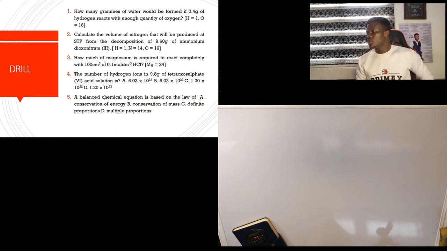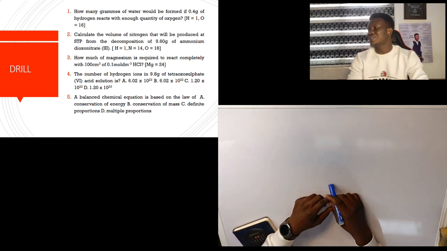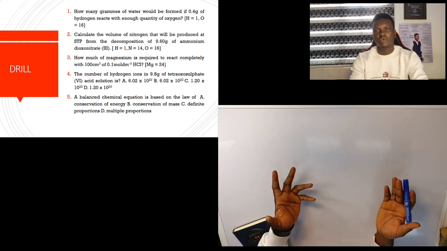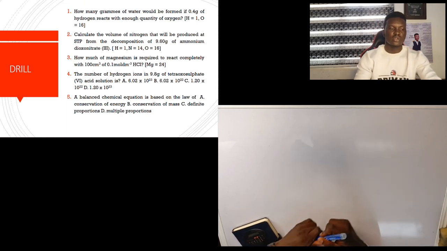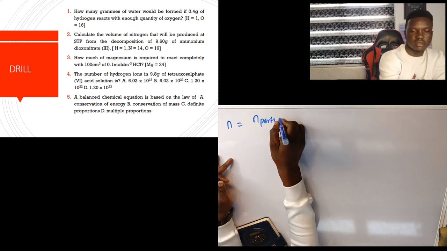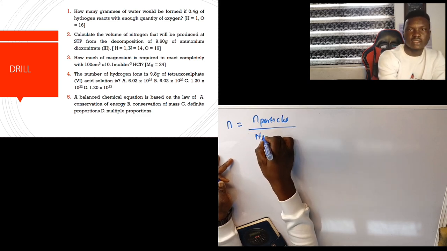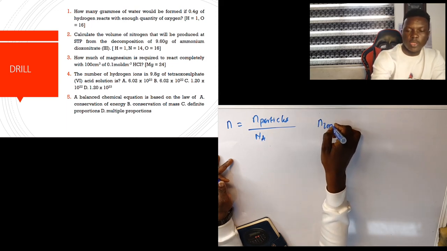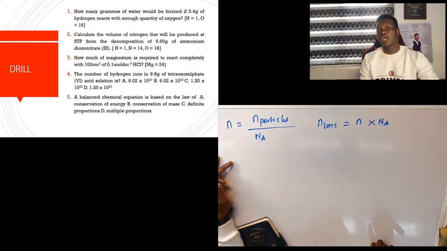You go again. So number of mole of hydrogen ions in 9.8 grams of tetrasulfate 6 acid. So if they ask you to calculate number of ions, what formula are you applying? Number of mole is equal to number of particles over what? Avogadro's constant. So to calculate number of ions, my number of mole will be number of particles, which can be ions, atoms, molecules, or whatever, over Avogadro's constant. So my number of ions is now going to be number of mole times Avogadro's constant. And you know Avogadro's constant.